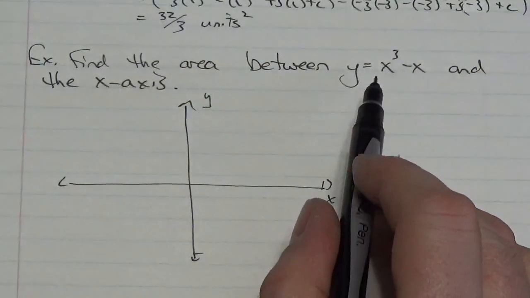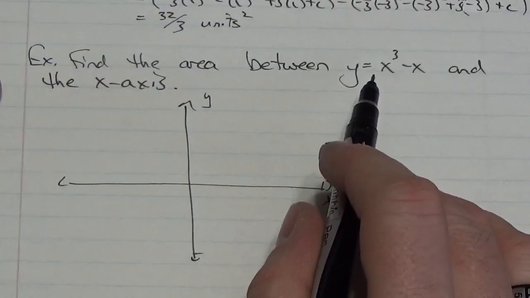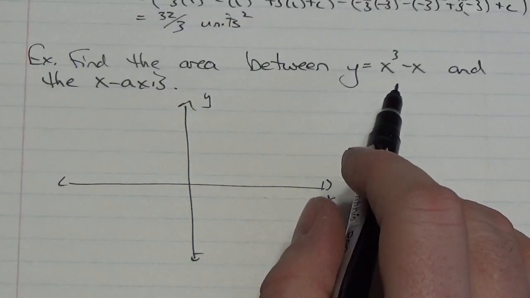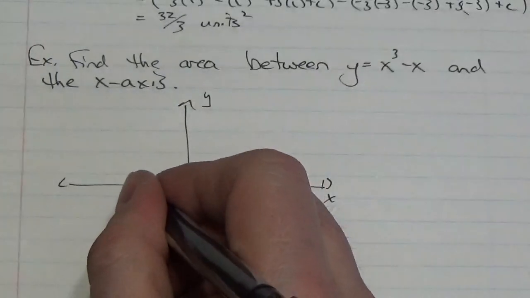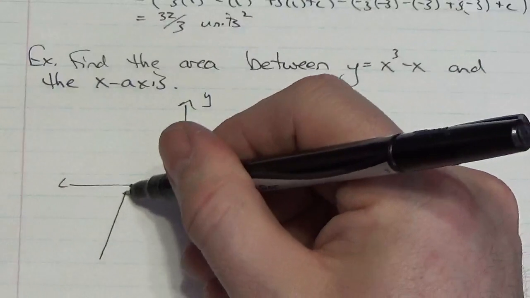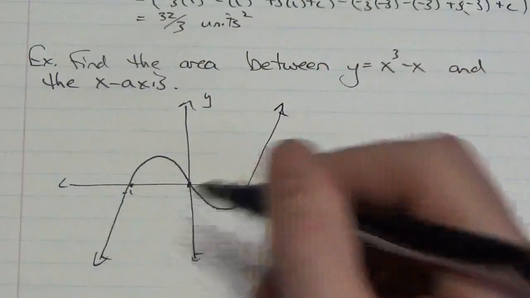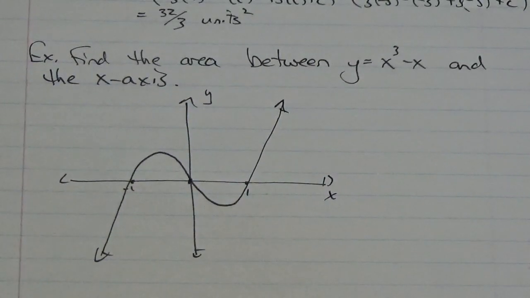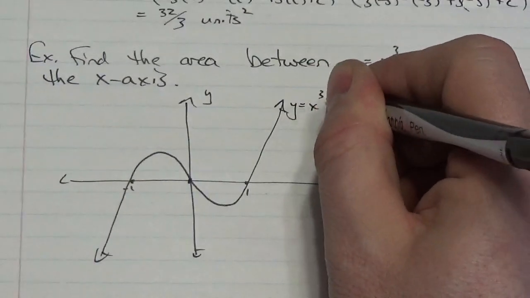Now, y equals x cubed minus x. If I can factor out the x there, I'm going to get x times x squared minus 1. So I know this is going to have x-intercepts here at 0, at negative 1, and at positive 1. And the graph is going to look something like that.